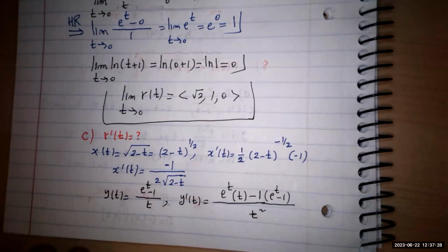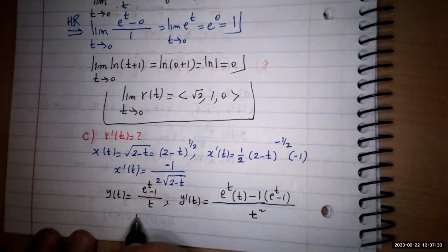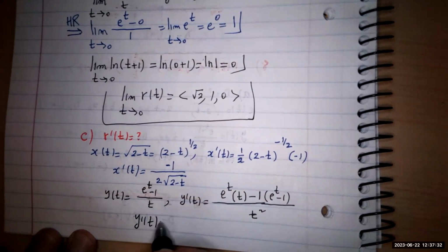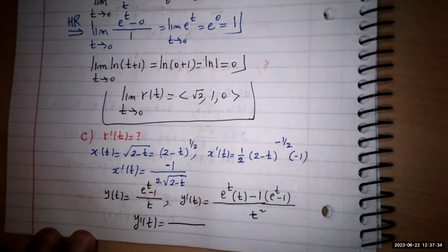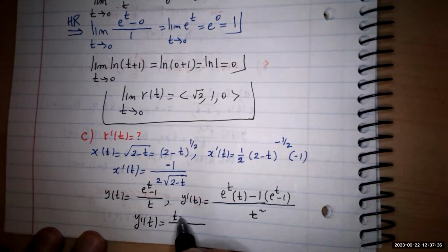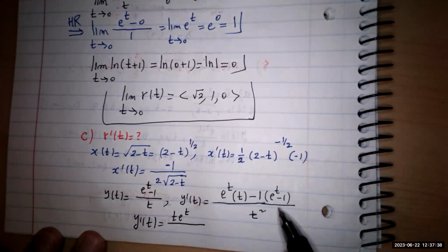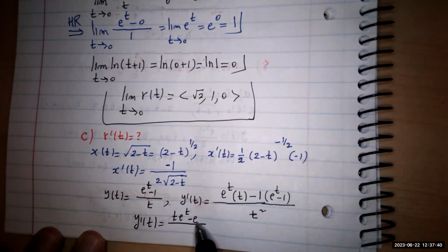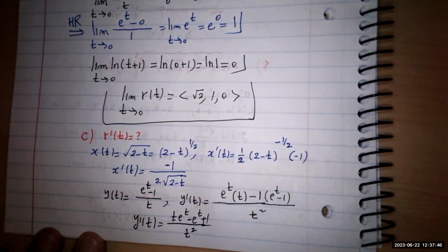Okay, I'm just using the quotient rule. So y prime of t is going to be equal to, on the top, we get t e to the t, apply the negative sign, minus e to the t plus 1, divided by t squared. Can't do anything about it. So that gives you y prime.